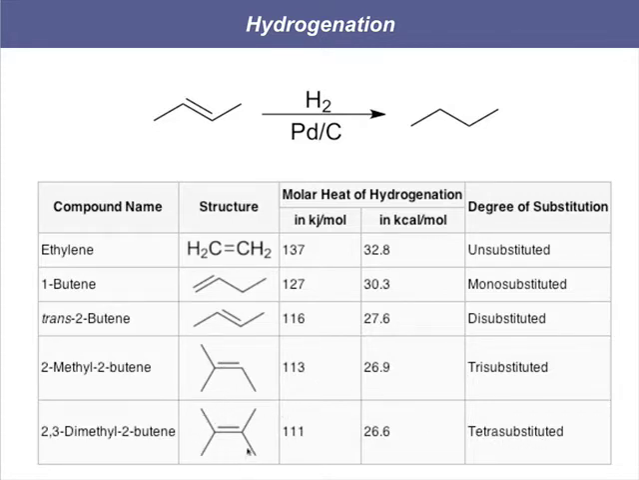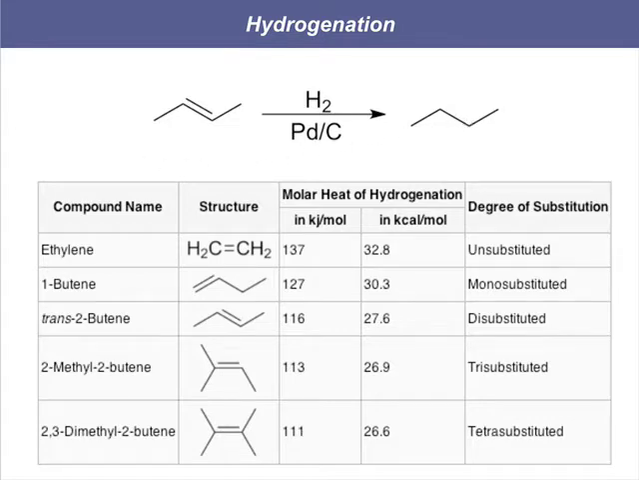1, 2, 3, 4. So what you'll notice is that as you increase the number of substituents from 0 to 4, you decrease the molar heat of hydrogenation. That means that there is less energy being released when we transform that double bond into a single bond. What that means is that the double bond is getting more stable. The more substituents that we put around the double bond, the lower its energy, the less energy that it contains that can be released when we get rid of it.